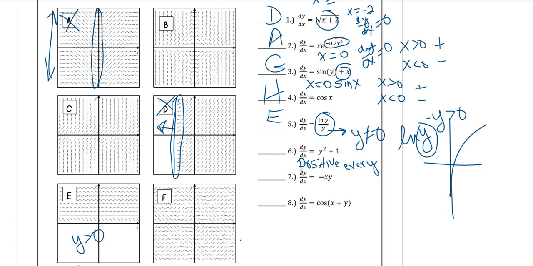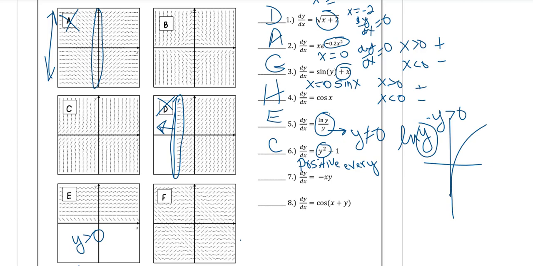Not only that, I kind of do the antiderivative in my head. That's going to be a cubic graph, and you can actually see the cubic graphs right here in letter C. So don't forget about that. If you know what the antiderivative is going to look like for each of these, you can use that to determine what the slope field is going to look like as well.